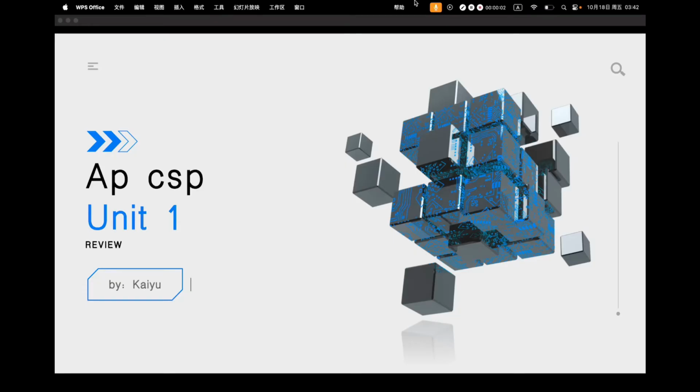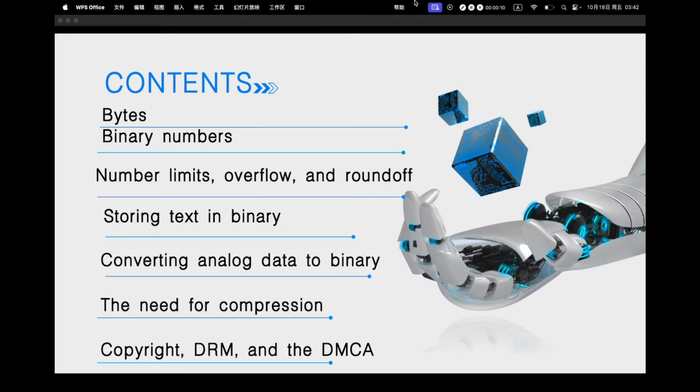Okay, hello everyone. So today I'm going to provide you a Unit 1 review for AP CSP Unit 1. In this review, we'll be covering contents including bytes, binary numbers, number limits, storing text in binary, converting analog data into binary, and the needs for compression, and at last, copyrights, DRM, and the DMCA. Okay, so let's get started.